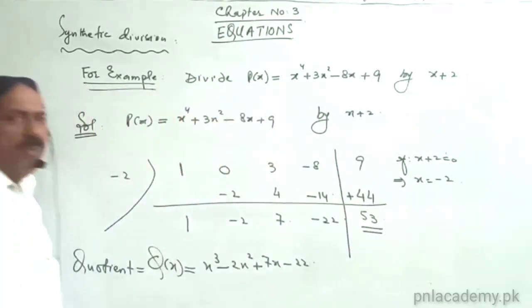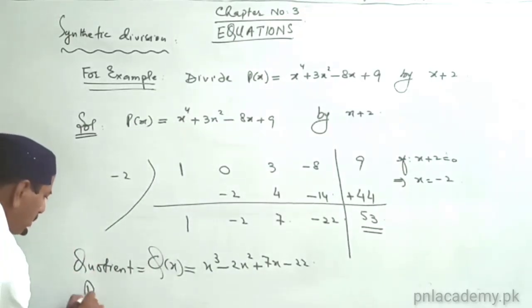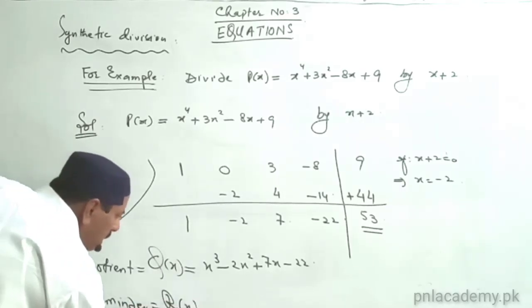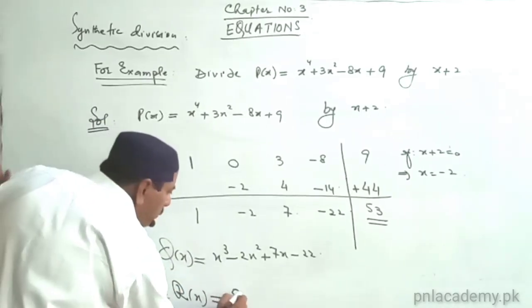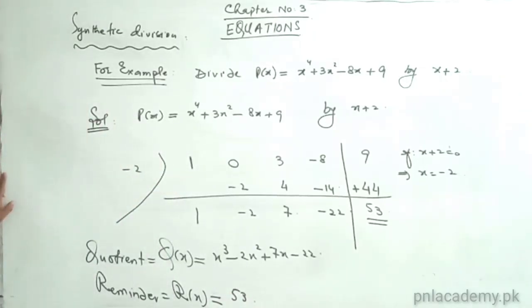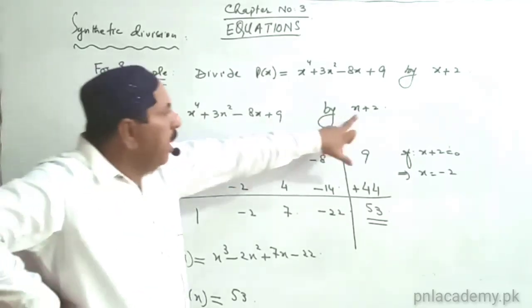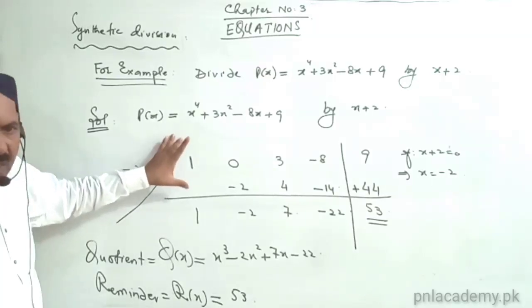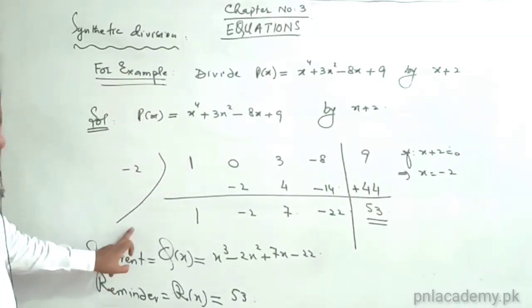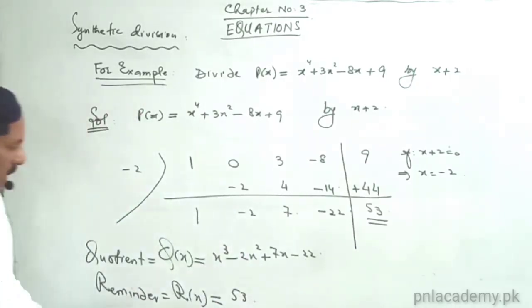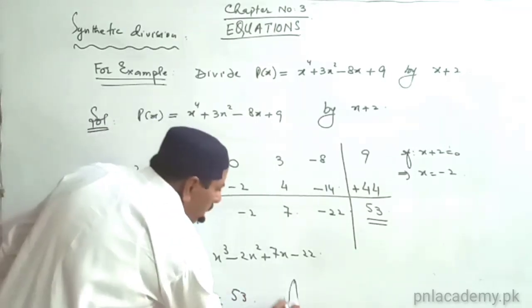What is 53? 53 is the remainder. Remainder can also be indicated as r of x is equal to 53. So when we divide x4 3x square minus x plus 9 by x plus 2, by the process of synthetic division, we get the quotient, which is x cube minus 2x square plus 7x minus 2, and the remainder 53, which is our answer.